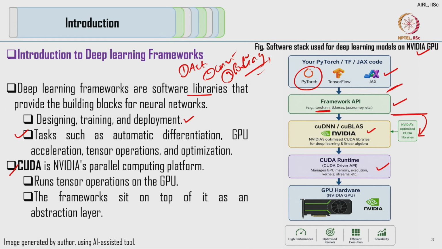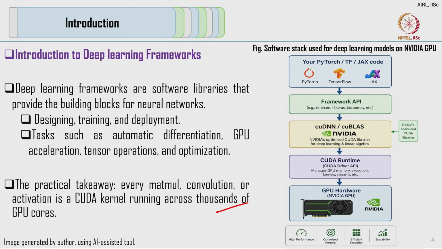When we use deep learning platforms, we have the possibility to use either CPUs or GPUs, and we essentially work only with GPUs. These frameworks are a very easy way for us to interface with CUDA, which is NVIDIA's parallel computing platform. A practical takeaway is that every matrix multiplication, every convolution, every activation could be easily defined with these deep learning frameworks, and once defined, it could be deployed onto the GPU.